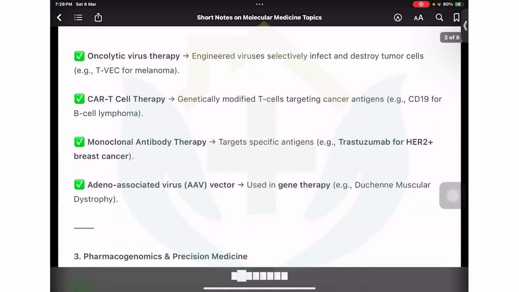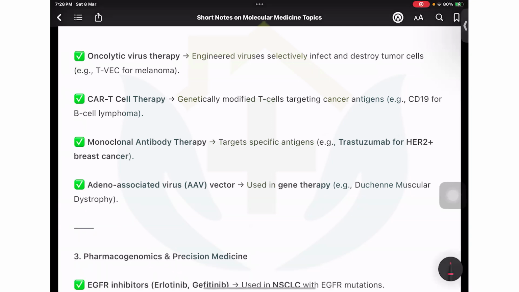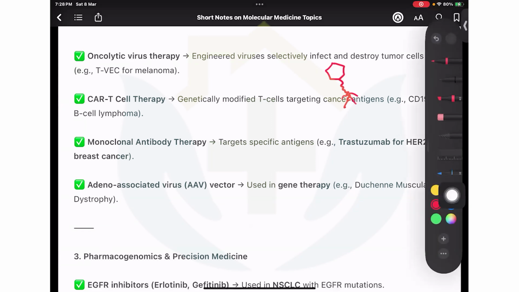Then coming to oncolytic virus therapy. Now, these are engineered viruses. You all know that a virus is like a nucleoprotein molecule. Now, this virus has a DNA inside.